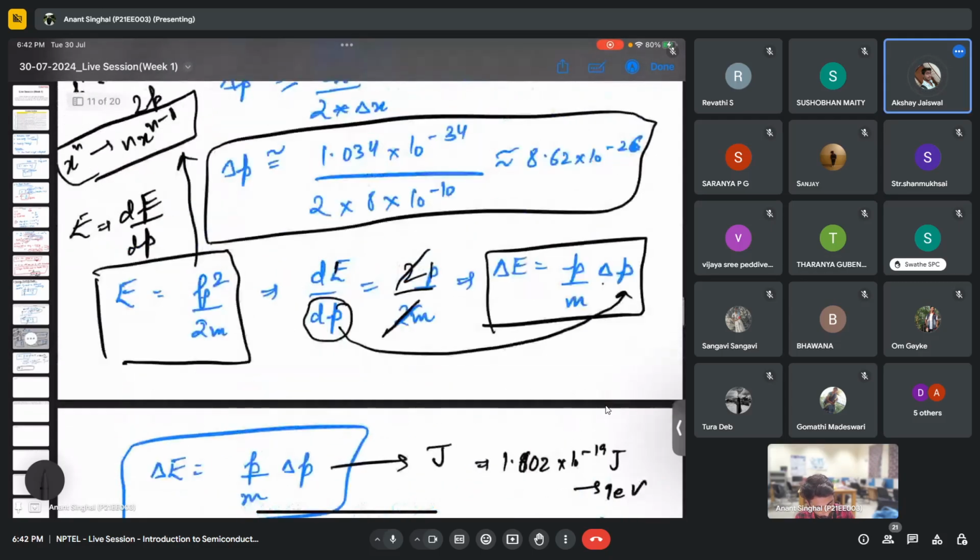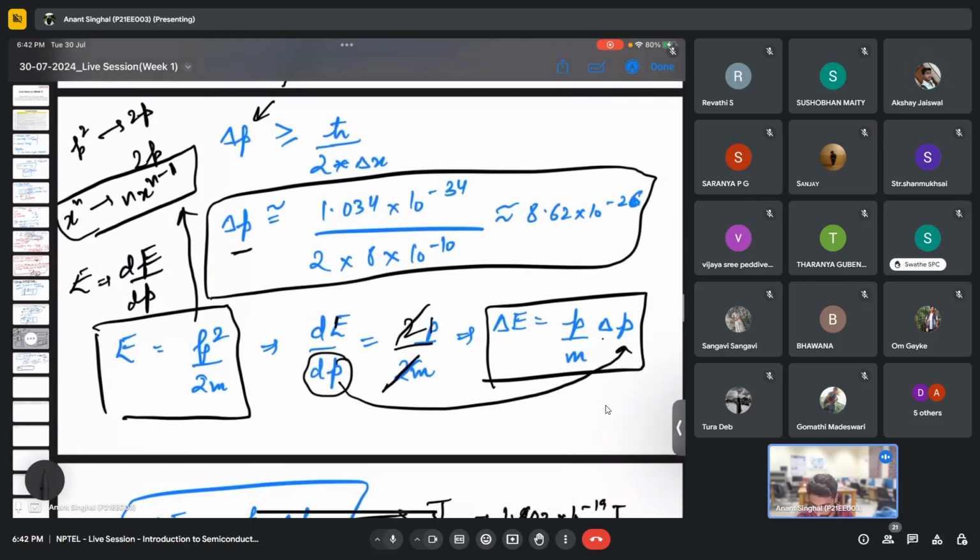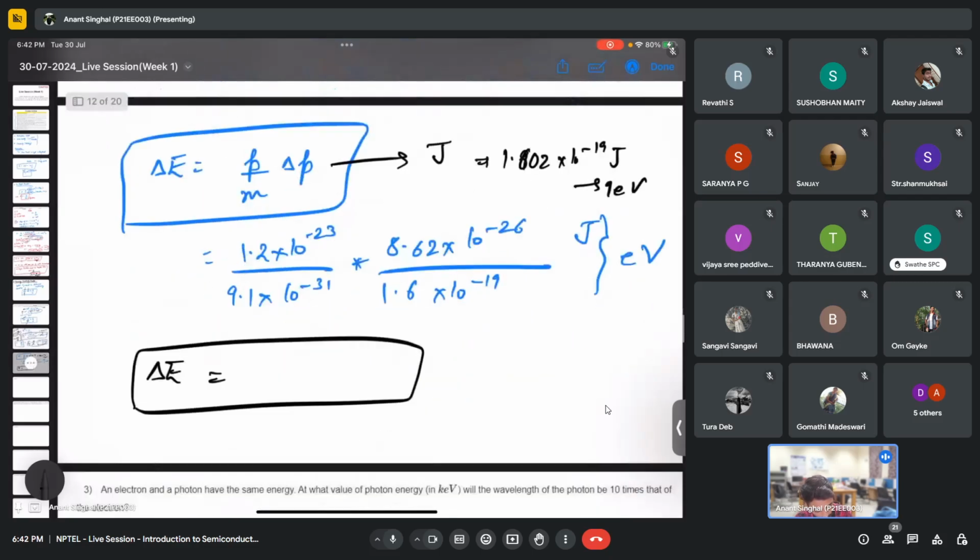I think this delta P is also wrong. I'm trying to calculate it again. You can confirm. This is, I guess, 6.46 into 10 to the power minus 26. So this is not 8.62, this is 6.46. So I'll write the values here.